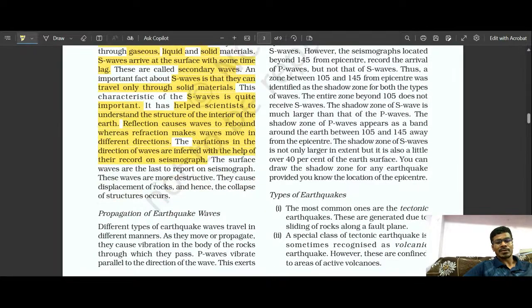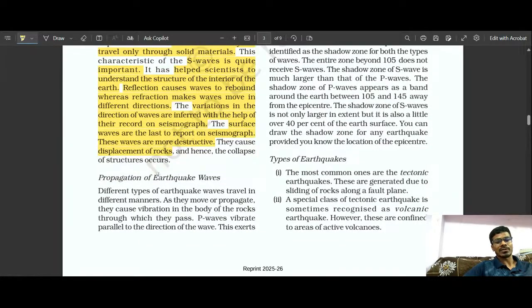The surface waves are the last to report on the seismograph. These waves are more destructive, causing damage to property and life as well. They cause displacement of rocks, hence the collapse of structures. Whenever an earthquake comes, we see the collapse of buildings, loss of life, and other phenomena associated with that.